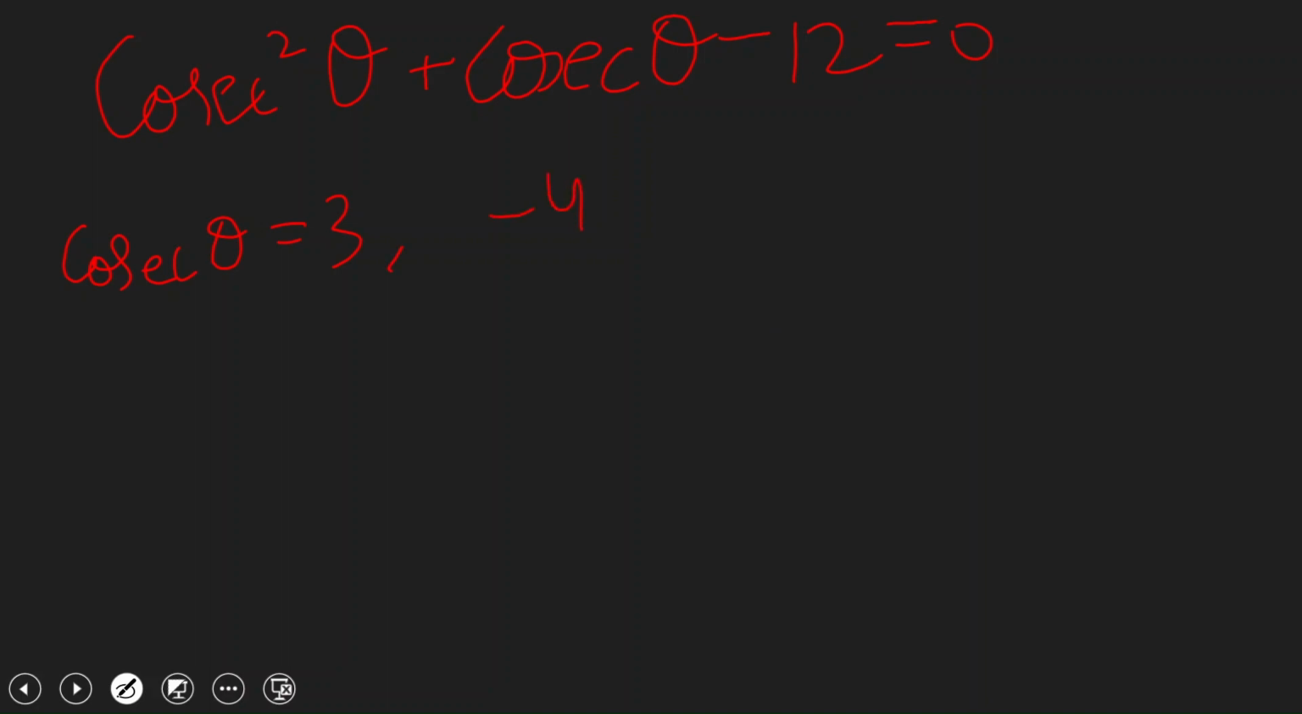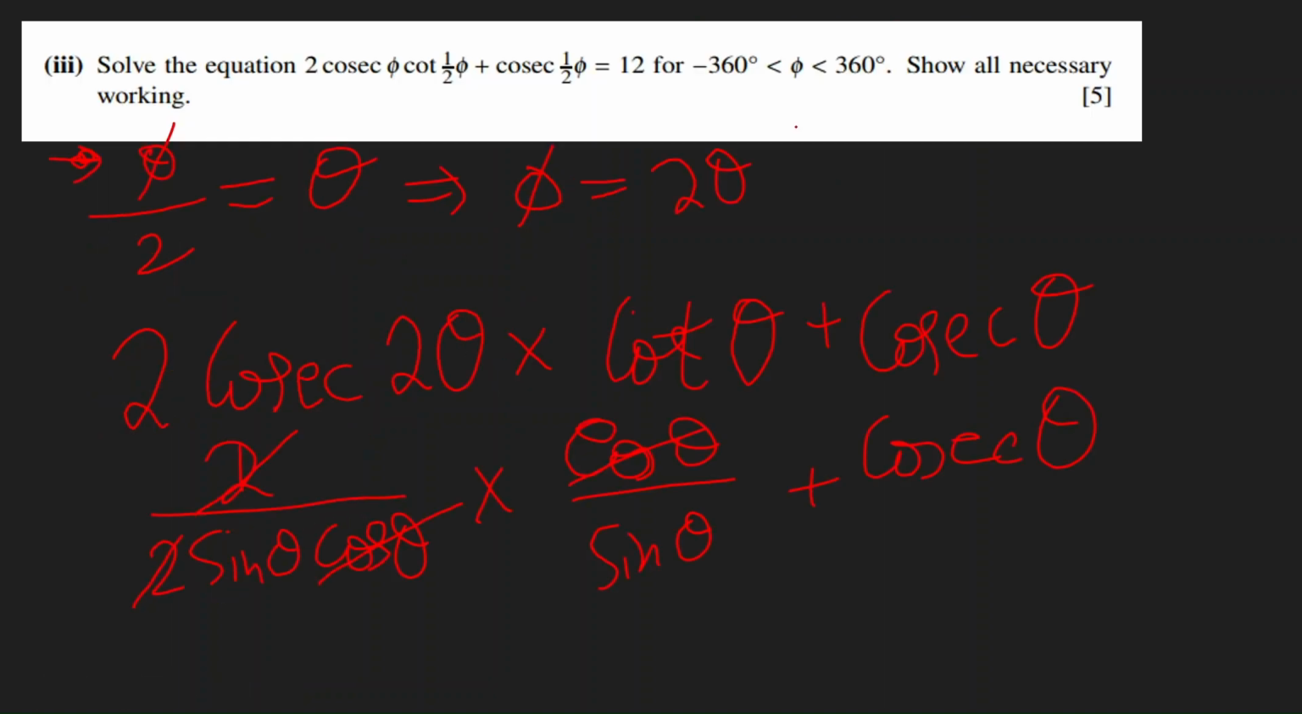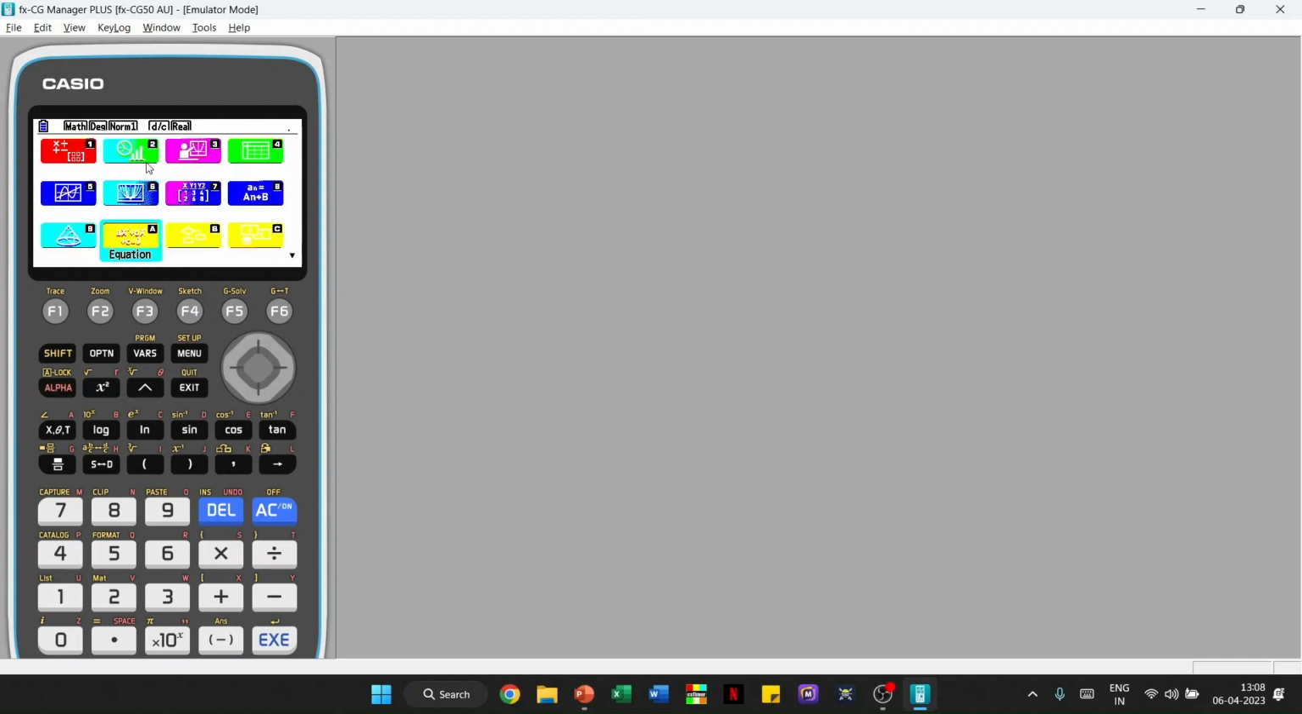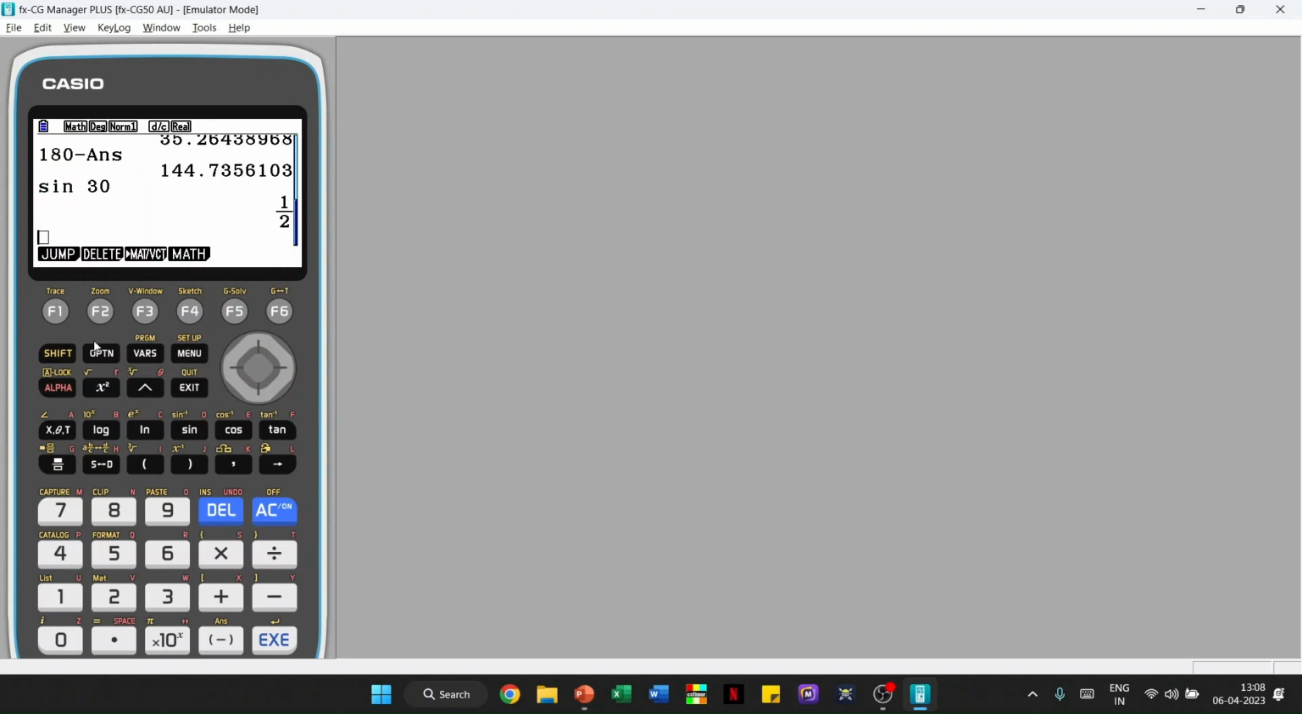So we can write that 1 by sine theta is equal to 3. So sine theta is equal to 1 by 3 and 1 by 4, but negative. So you get theta is equal to what? Well, first off, note that this is in degrees, so I'm going to have to write this in degrees when I do start. Make sure that this is in degrees, and this is going to be sine inverse of 1 by 3, which is going to be 19.47.